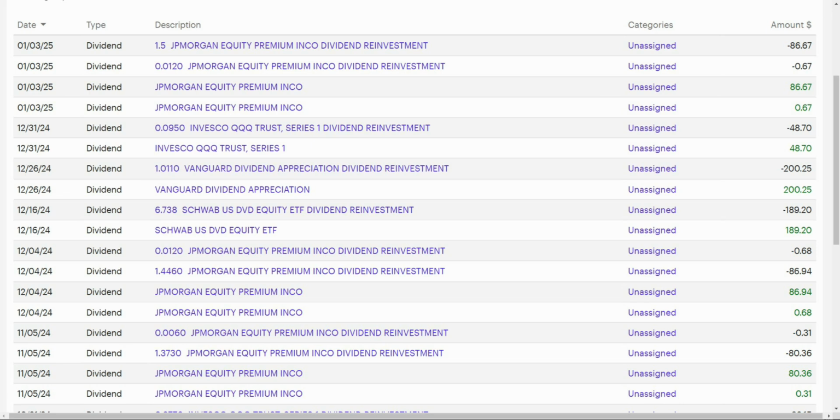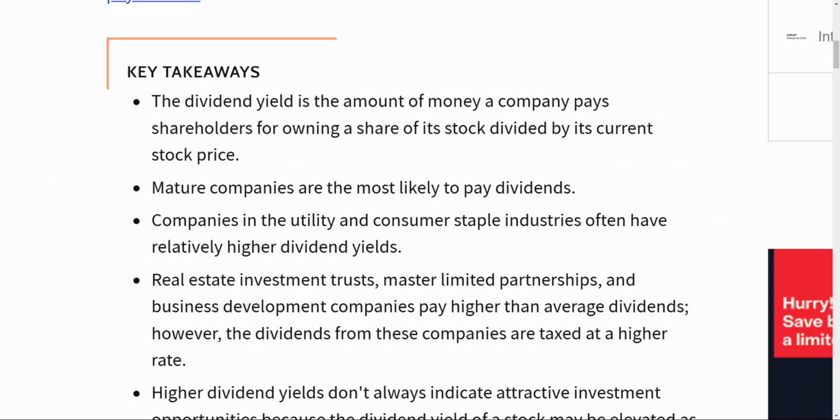Now, this is called DRIP. A lot of people also call this the dividend snowball method. Either way, just think of it as getting more money in the future by reinvesting that dividend and continually allowing that dividend to compound. All right, so key terms when it comes to dividend investing that you'll hear.